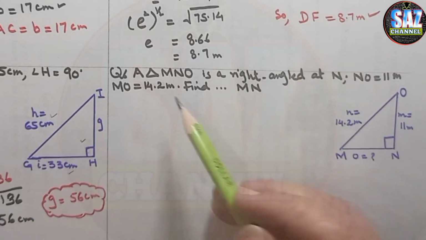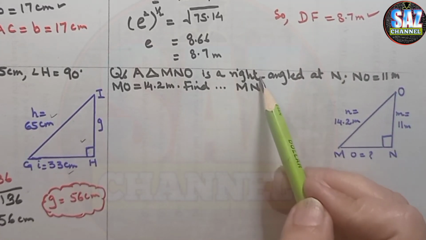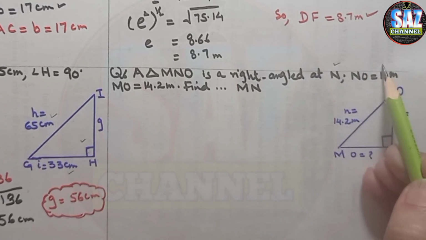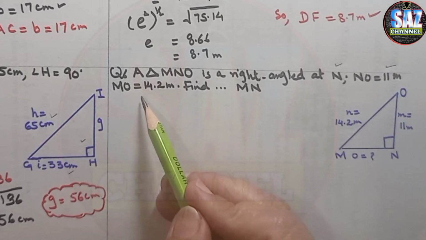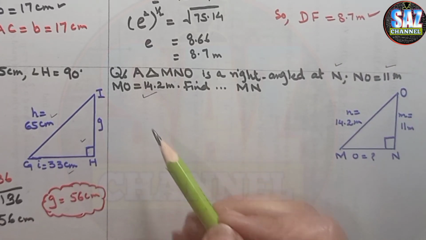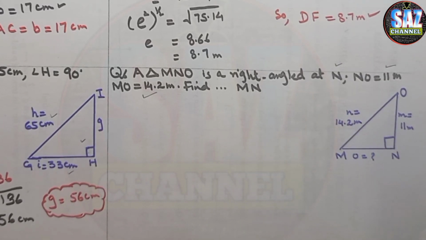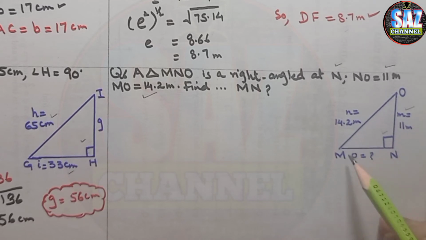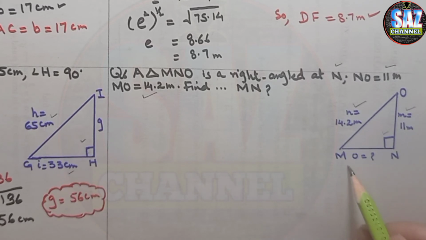Question says, a triangle MNO is a right angle triangle at vertex N with N to O is 11 meters, M to O is 14.2 meters, and we have to find the length MN. So let's sketch the figure according to the directions given. Triangle MNO is a right angle at vertex N with N to O distance 11 meters and M to O distance is 14.2, and we have to find MN.